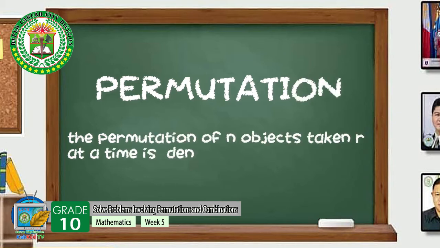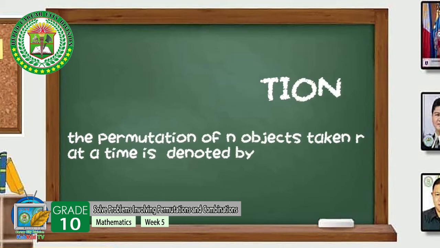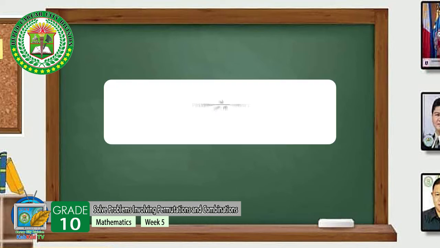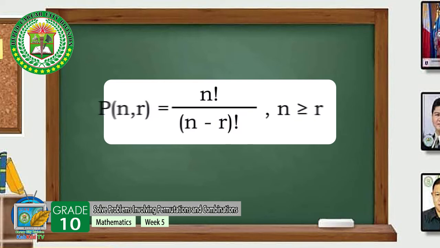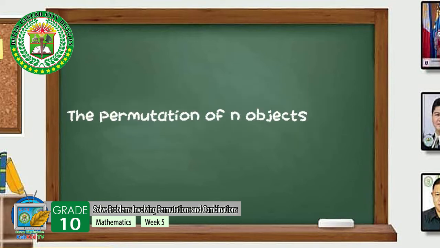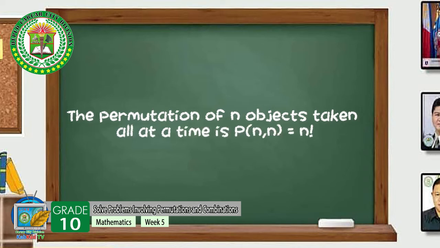The permutation of n objects taken r at a time is denoted by P of n of r is equal to n factorial all over the quantity of n minus r factorial, where n must be greater than or equal to r. The permutation of n objects taken all at a time is P of n is equal to n factorial.